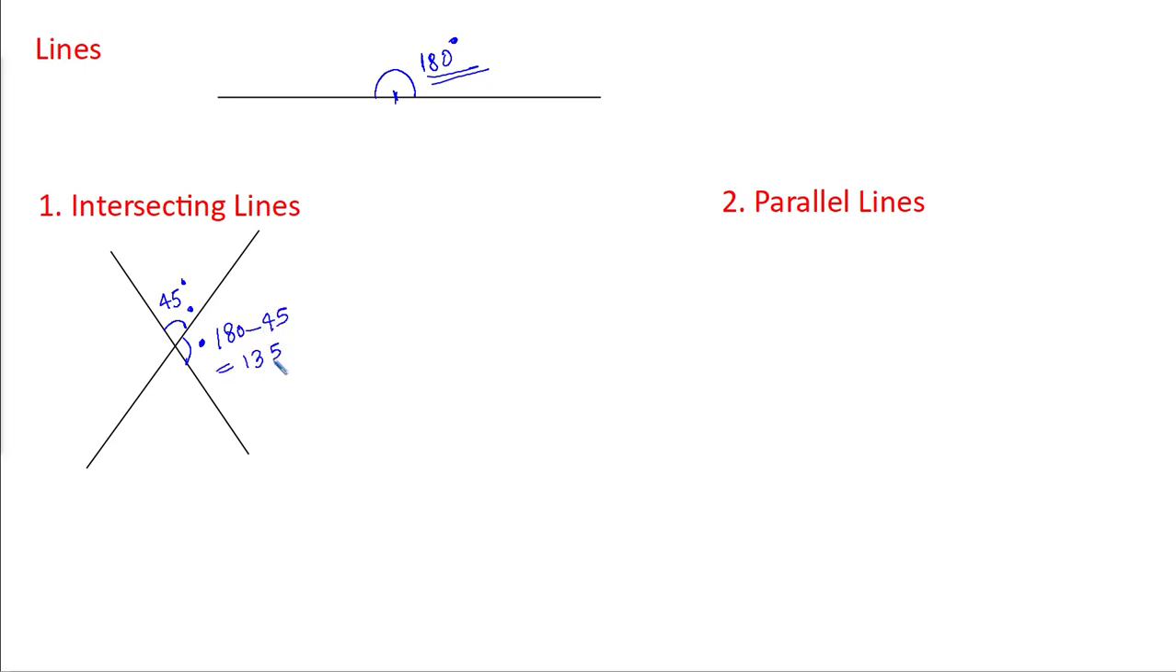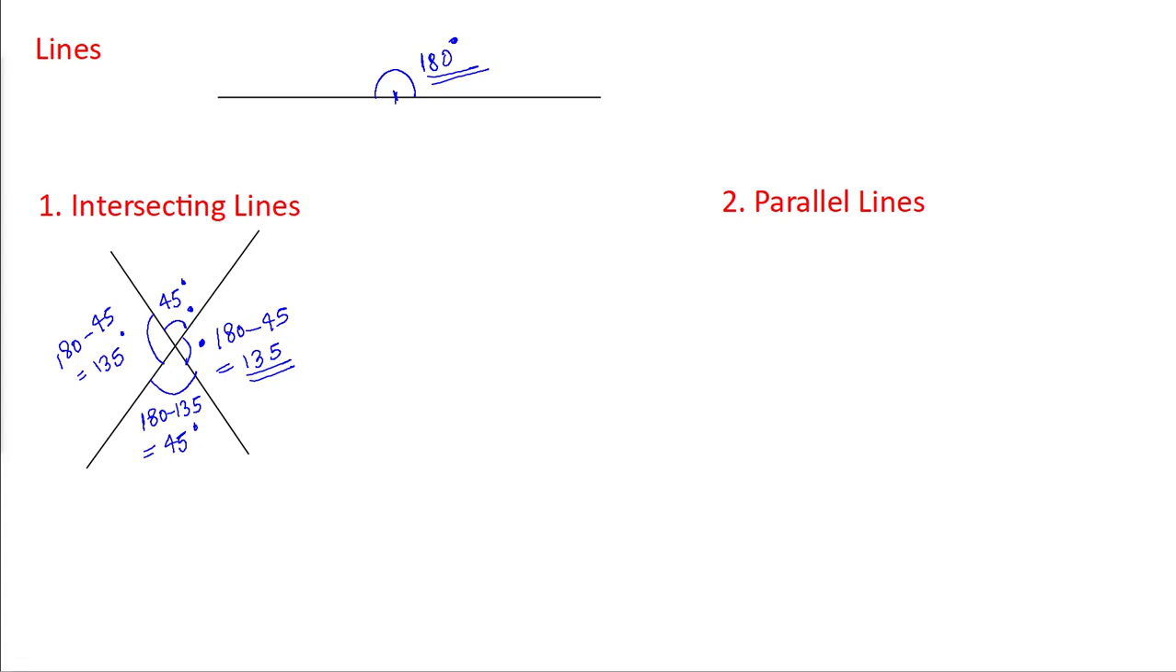Similarly, if this angle is 135, this angle is going to be 180 minus 135, that is going to be 45 degrees. Similarly, this angle is going to be again 45 plus which number is 180? That is 180 minus 45, equal to 135 degrees. So from this we can say that in case of two lines, the opposite angles formed at the intersection point are equal.